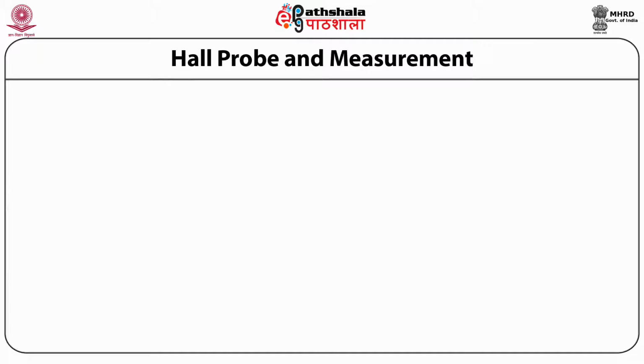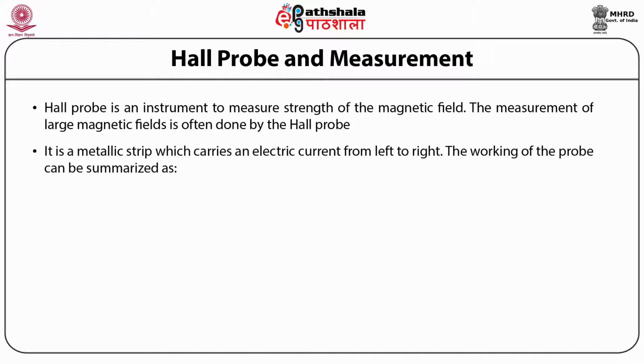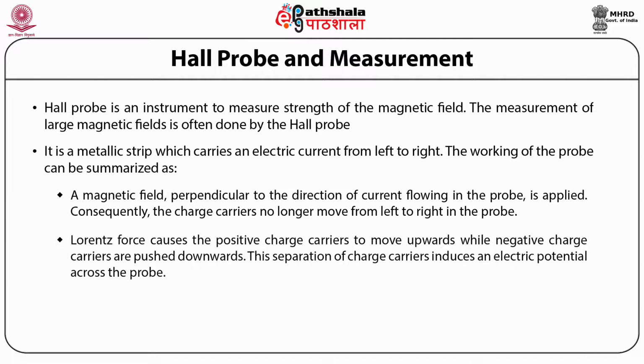Hall probe and measurement. A Hall probe is an instrument to measure the strength of a magnetic field. The measurement of large magnetic fields is often done by Hall probe. It is a metallic strip which carries an electric current from left to right. The working of the probe can be summarized as follows. First, a magnetic field perpendicular to the direction of the current flowing in the probe is applied. Consequently, the charge carriers no longer move from left to right in the probe. Second, the Lorentz force causes positive charge carriers to move upwards, while negative charge carriers are pushed downwards.